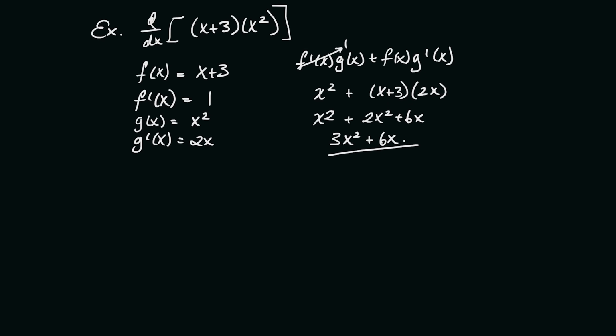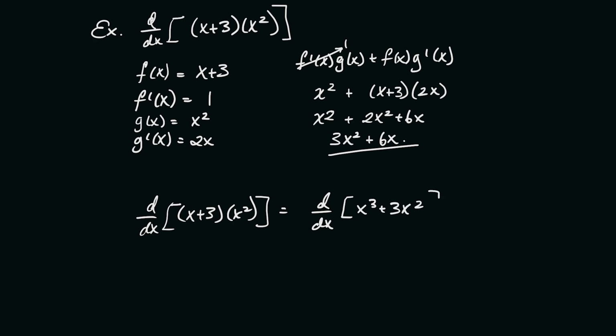Now, we can of course check this by multiplying things out here. So the derivative of x plus 3 times x squared is just the same thing as the derivative of x cubed plus 3x squared. And by using the power rule, the derivative of x cubed is just 3x squared, and then plus the derivative of 3x squared, which is just 6x. And we still get the same answer, right?